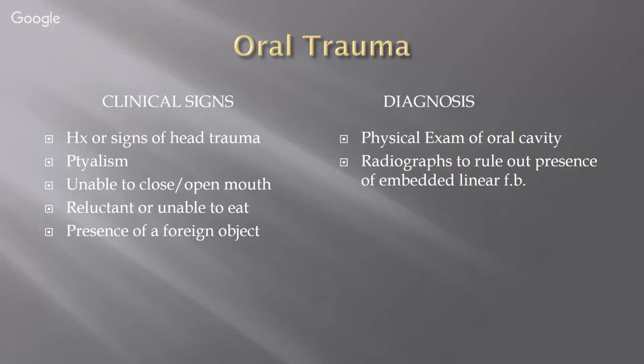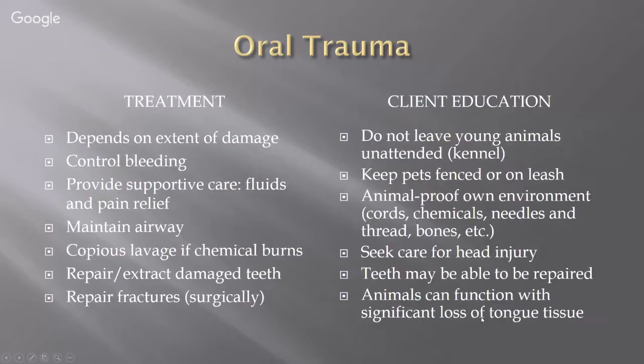I've seen sticks be embedded in the back of their throat. We're able to remove most of it. If a splinter gets stuck in there, it can migrate through the body. I've had one migrate all the way into the chest cavity and kill the pet. So we want to be real careful to make sure that we're looking for those linear foreign bodies as well.